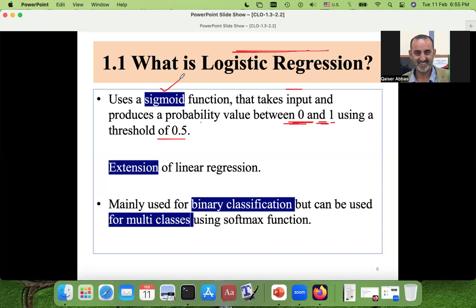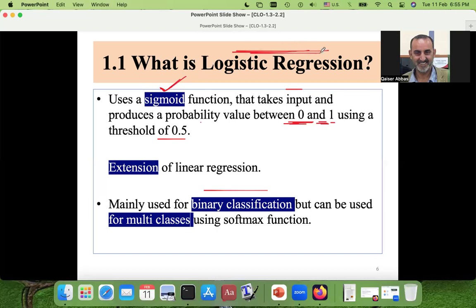This is the main difference. Logistic regression will use the sigmoid function to predict some class, or to predict a binary class. Binary means either this class or not. So if you want to predict some binary class, then you have to use the sigmoid function.